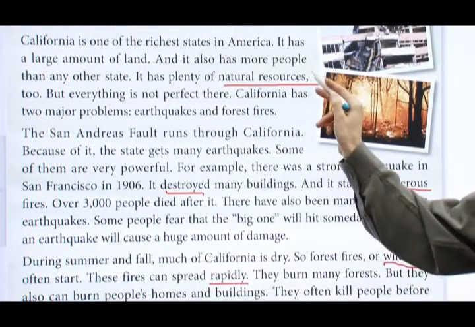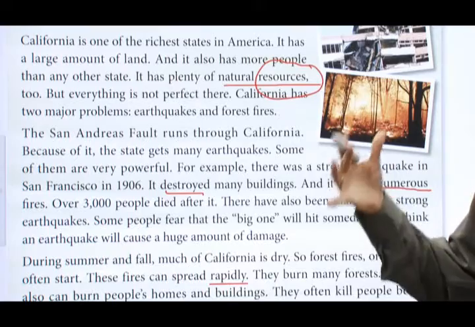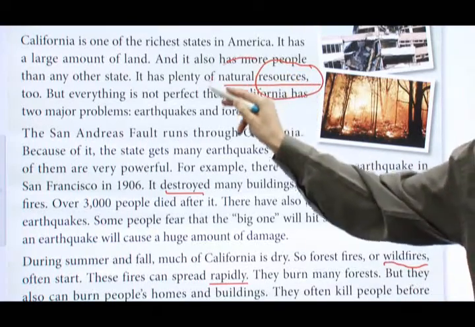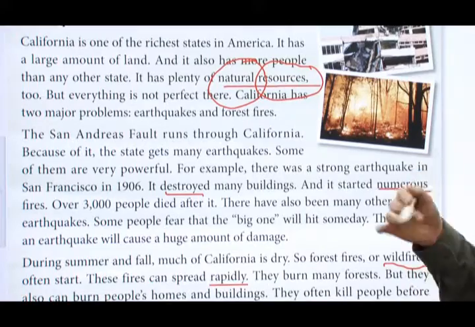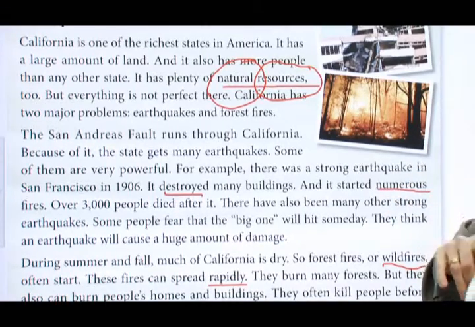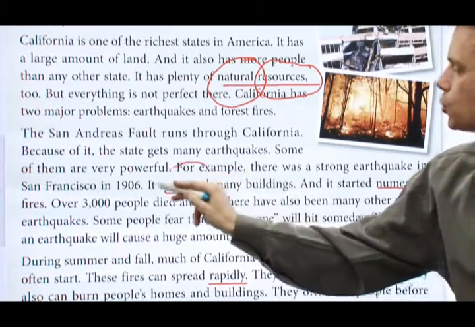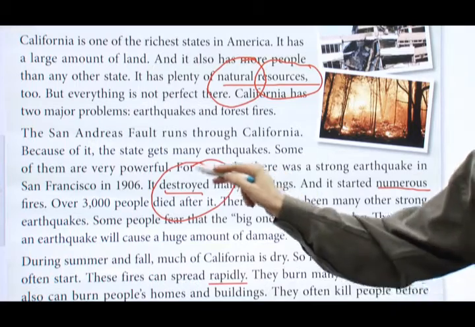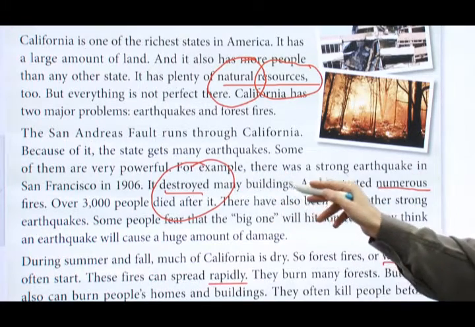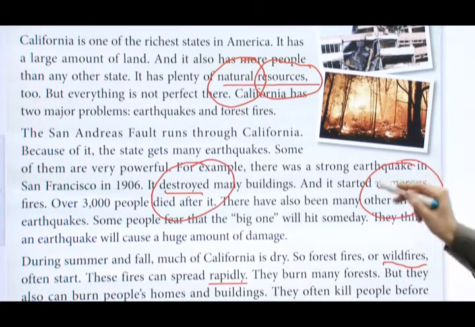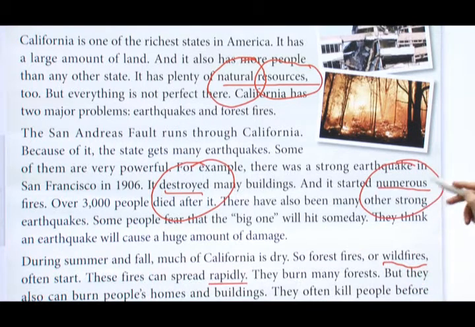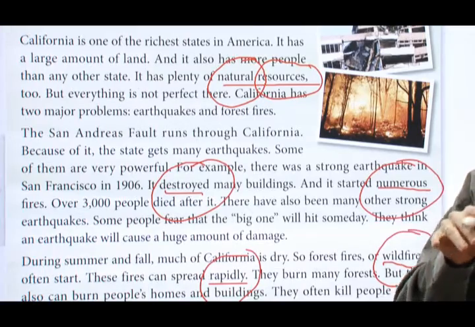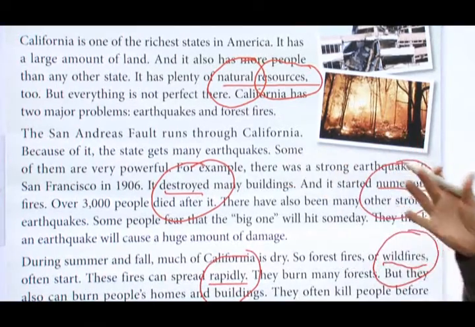Natural resources. Resources are things we can use. Things that are natural, the earth has given us. Trees and oil and gold, things in the ground. Now, destroyed, things that are broken and ruined and don't work anymore. The fire destroyed many trees, many buildings. They're no longer there. Numerous just means many. Numerous people, many people. Rapidly is fast or quick. And wildfires, big fires that spread fast. Okay, that was the reading.